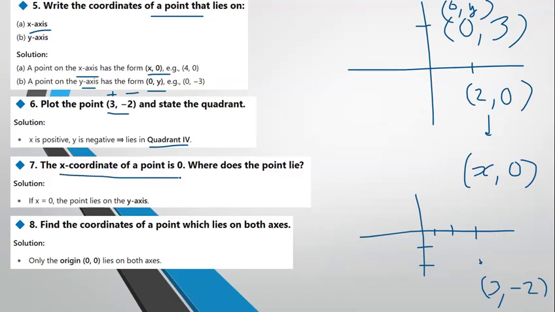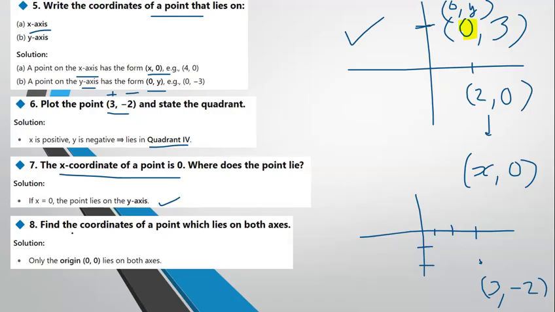The x coordinate of a point is 0. Where does the point lie? Now, as we have already studied, if the x coordinate of a point is 0, from this graph we can see any point that lies on the y-axis has x coordinate equal to 0. It means that point will lie on the y-axis. So this thing is very important: if a point lies on the x-axis, then its y coordinate will be equal to 0. And if a point lies on the y-axis, then its x coordinate will be equal to 0.